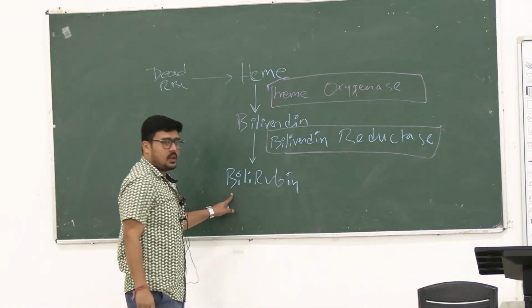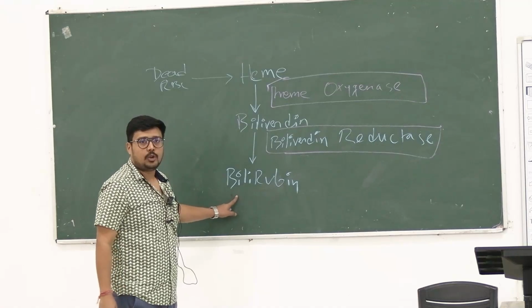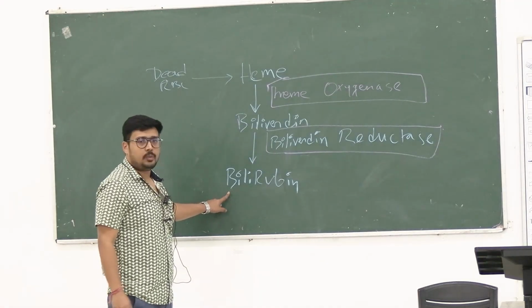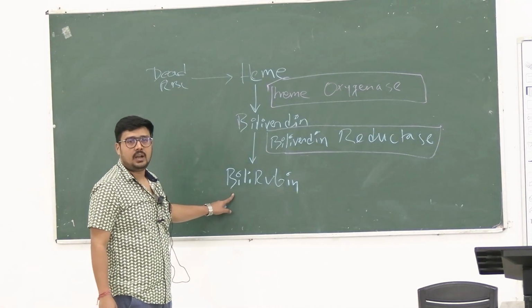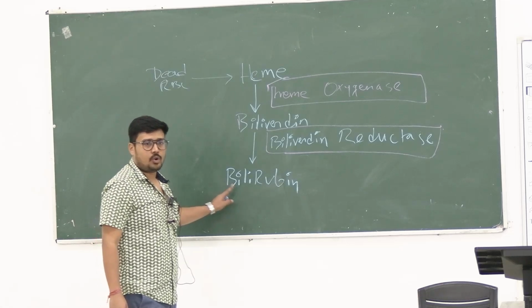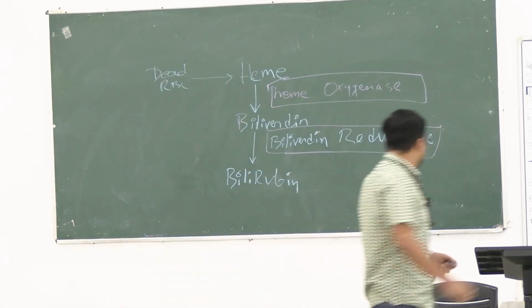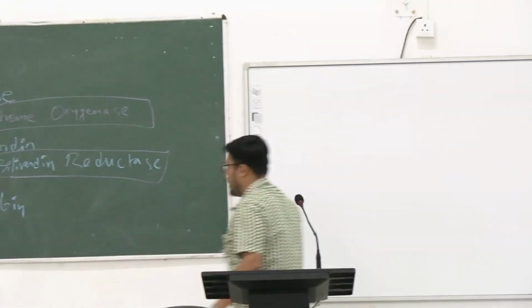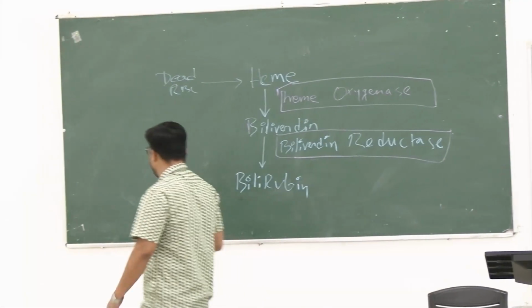So, this is the production of bilirubin, but this bilirubin has not even entered the liver. So, our metabolic factory, that is liver, now will come to action. How?